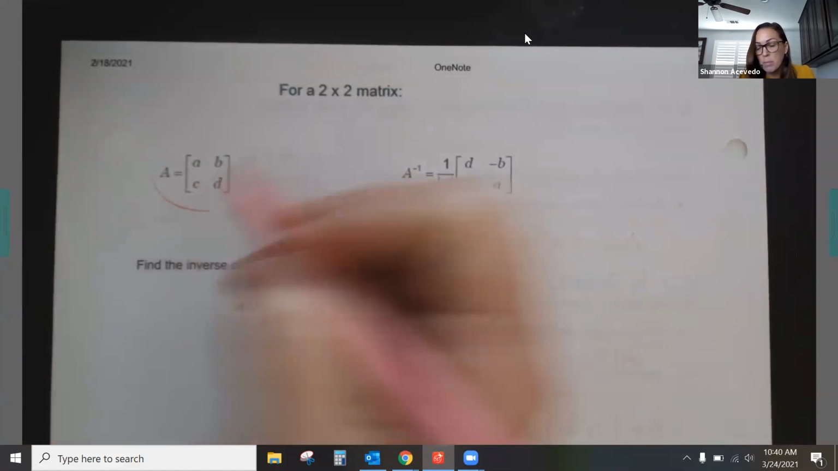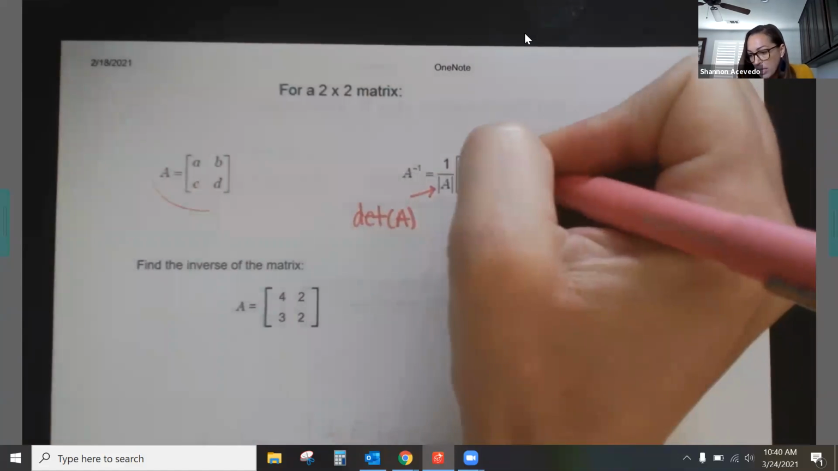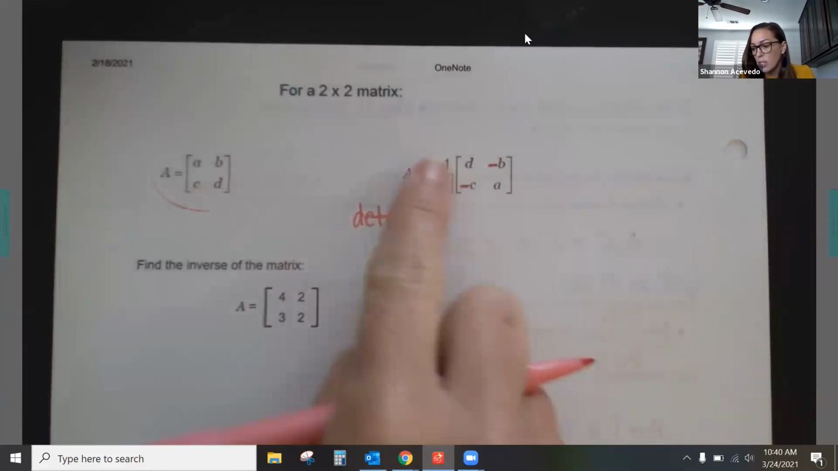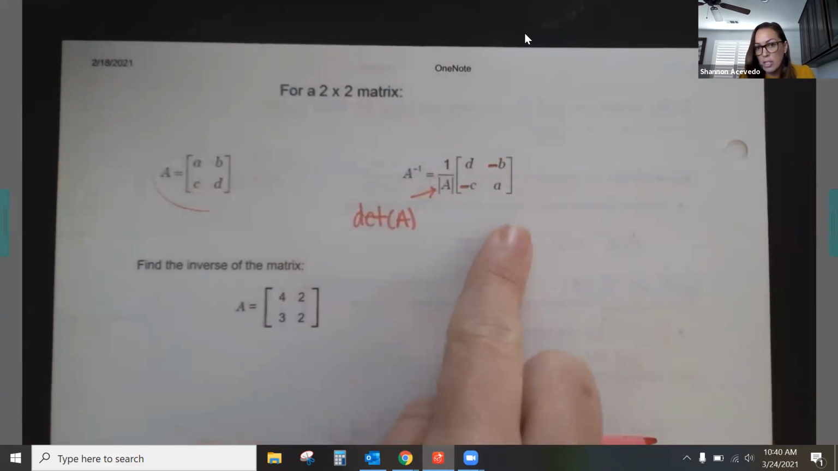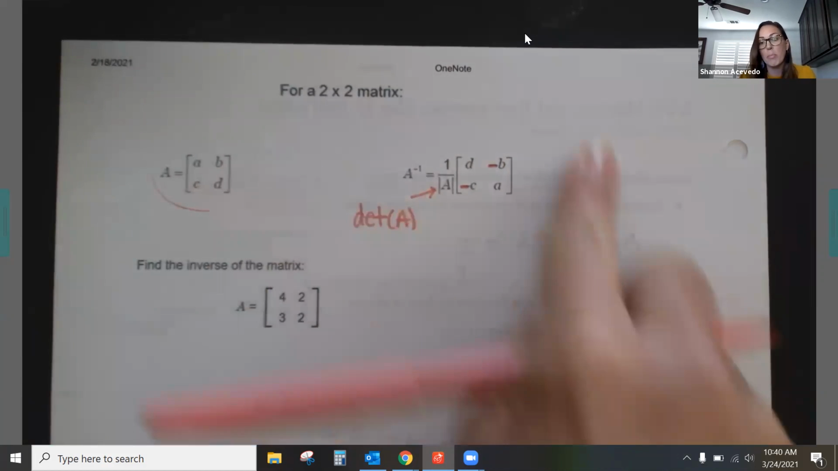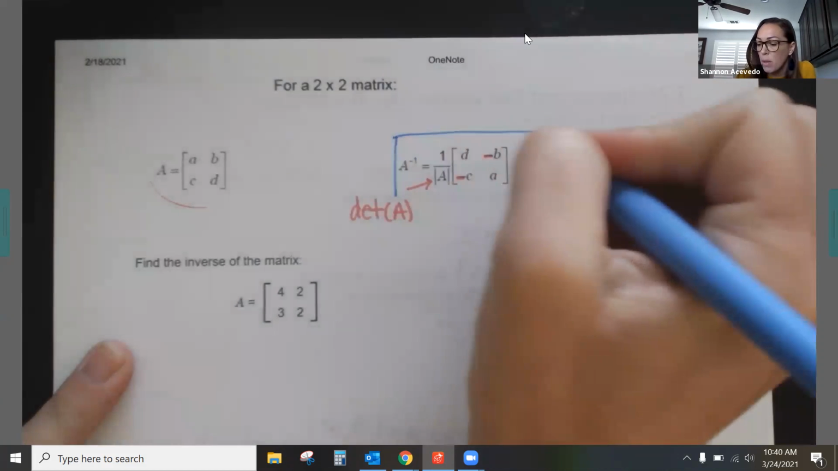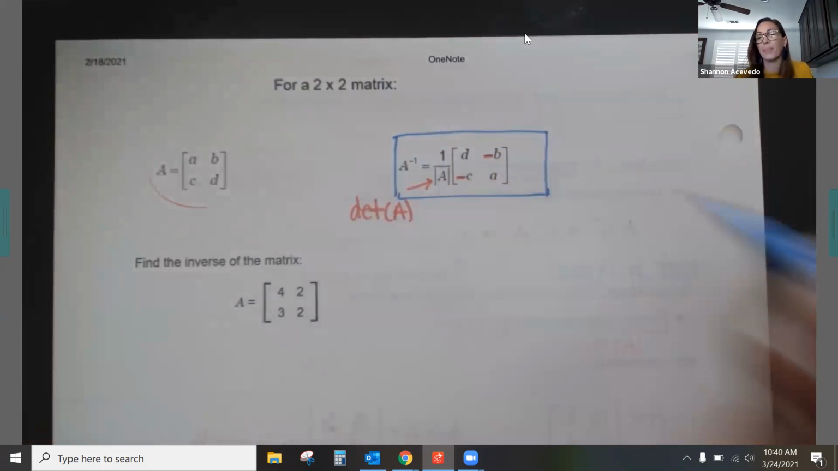C and B are in the same spots. I just need to take the opposite sign of them. And A and D switch locations. This right here would give me my inverse. Kind of a lot to take in when you look at it, but this is what we're going to be looking for. This is going to be what we're going to do with our problem here.